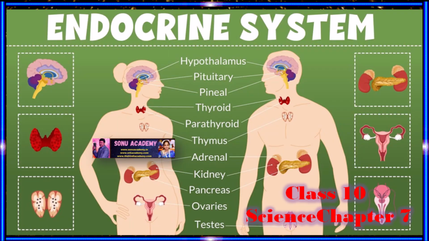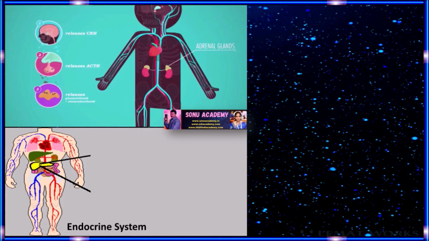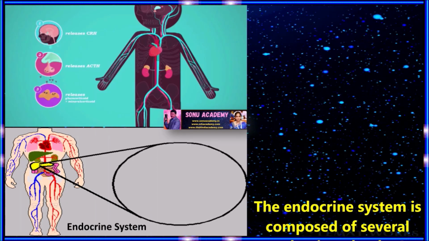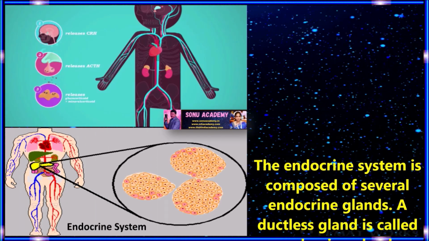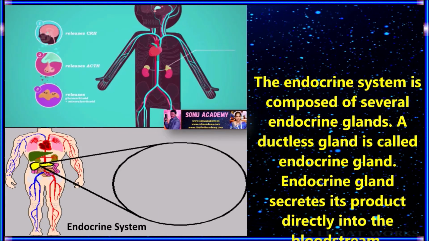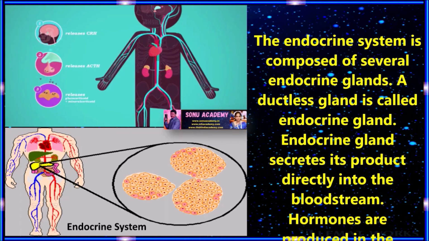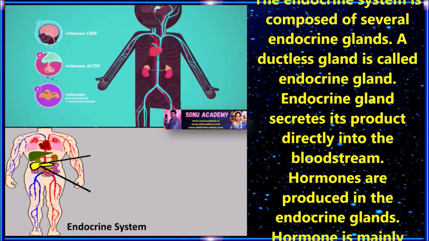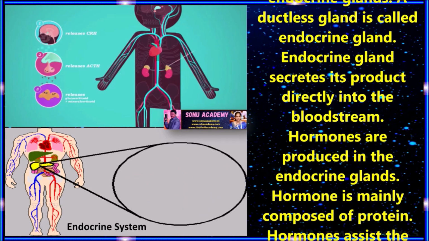Good morning dear students. Today we are going to discuss control and coordination from chapter 7, class 10 CBSE syllabus. And children, now let us discuss the endocrine system. The endocrine system is composed of several endocrine glands. A ductless gland is called an endocrine gland. An endocrine gland secretes its product directly into the bloodstream.